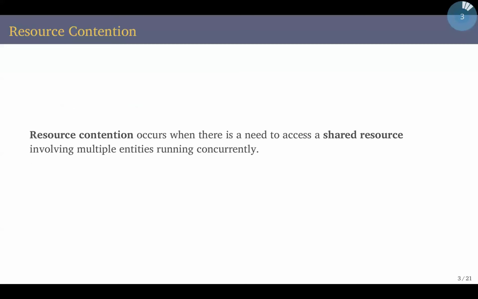So resource contention occurs when you need to access some shared resource, whether it's memory, a file, or whatever it is, involving multiple entities running concurrently or in parallel. Anytime you have something that's shared, a bunch of things needing to access the same thing, that's contention. Now, if everyone's just reading and it's just one value, then there's no real issue, okay? But that's a very small set of cases, even though it's fairly common. There are other cases when this is an issue. So that's what contention is.